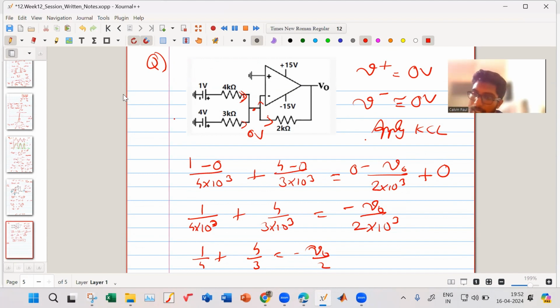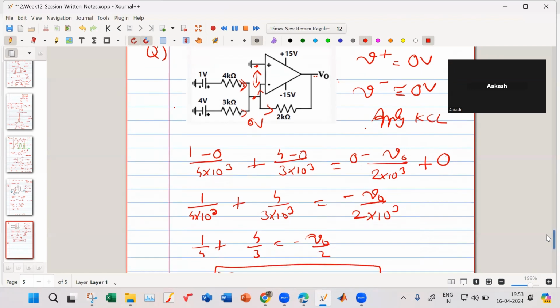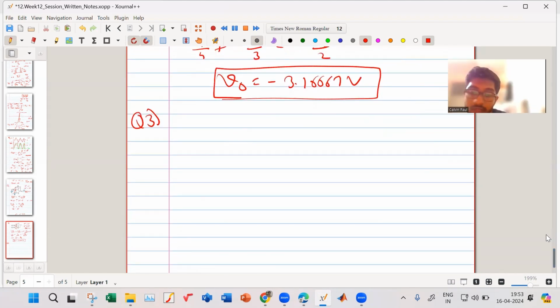At your V plus terminal and at this terminal, that difference decides what will be your V output. That's how everything happens internally. It's like a feedback. It will try to adjust such that this is approximately equal to this, and as a result you get some particular output voltage as required. Okay. Now let's go to the next question.